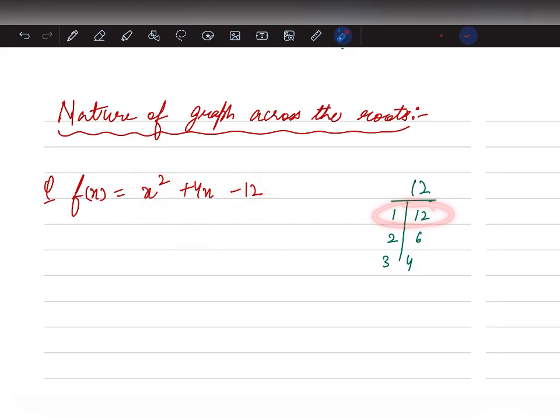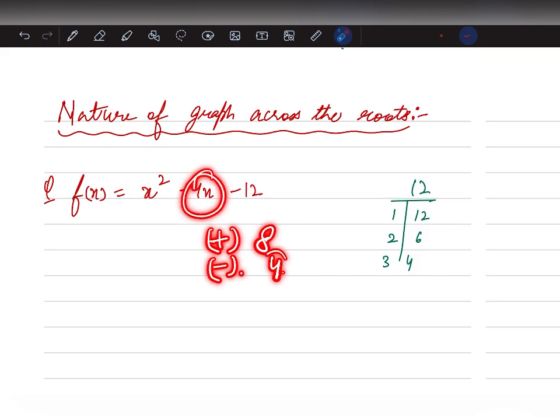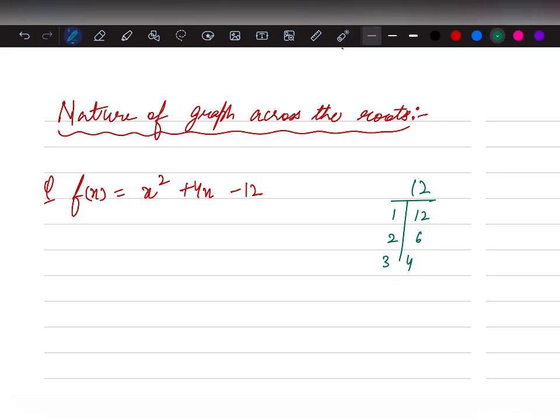If you take 1 and 12, when you add them you get 13, and when you subtract them you get 11. They both are not making my second term, so I will not take this pair. Let's go to the second pair. 2 and 6: when you add them you get 8, and when you subtract them you get 4. Here I'm getting my second term, so I will take this pair. You can check the third also, but right now I have got my pair. Of course, when you multiply 6x times 2x, you get 12x square, which is the product of the first and the third term.